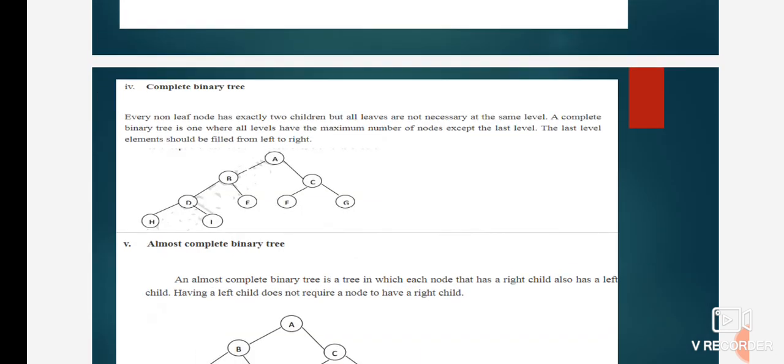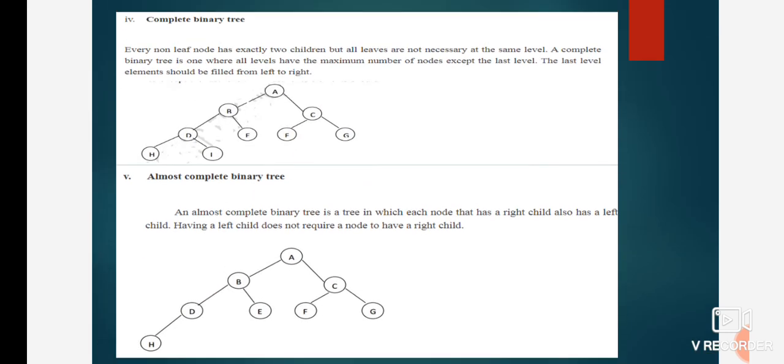Then complete binary tree. Every non-leaf node has exactly 2 children, but all leaves are not necessarily at the same level. A complete binary tree is one where all the levels have the maximum number of nodes except the last level. The last level elements should be filled from left to right. So this is the example of a complete binary tree. A has 2 children and B has 2 children and D also has 2 children, as well as C has 2 children.